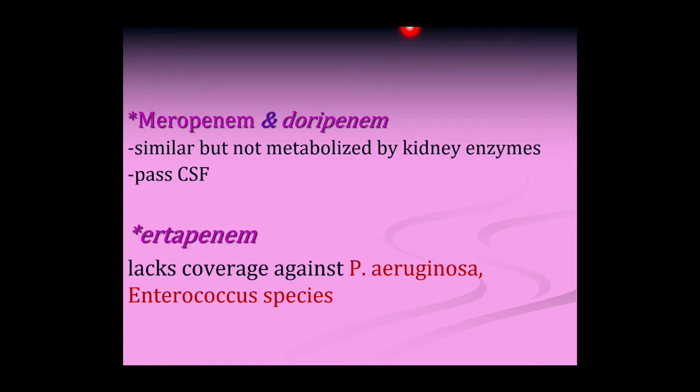Second and third drugs are meropenem and doripenem. They are similar to imipenem, but they are not combined with cilastatin because they are not metabolized by the kidney enzyme. They have the ability to pass into cerebrospinal fluid. The fourth drug is ertapenem. It does not affect Pseudomonas aeruginosa and Enterobacter species.